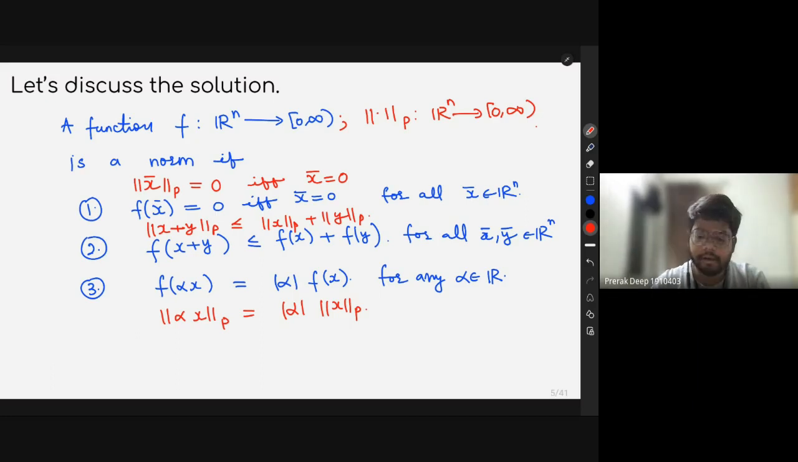So I have written, for our specific case, what this function needs to satisfy. Okay, so in red I've written down the statement the function needs to satisfy to be called a norm. Okay, so let's see.